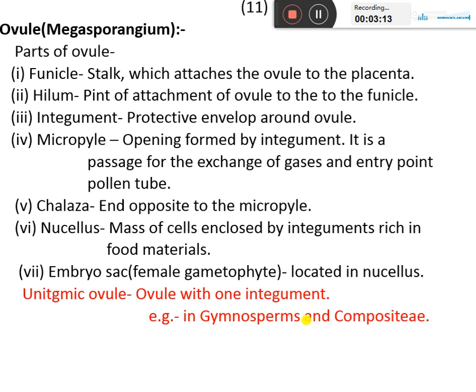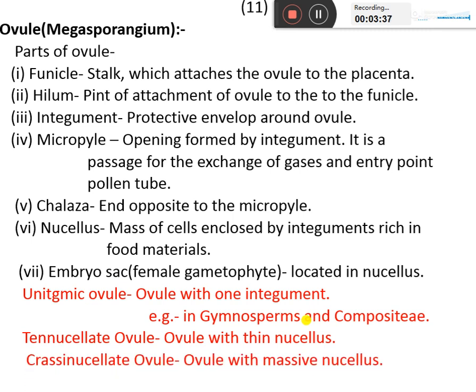If there is only one integument, the ovule is known as a unitegmic ovule, for example, in the gymnosperms and the Compositae family of angiosperms. If there is a thin nucellus, then the ovule is known as a tenuinucellate ovule. And if the nucellus is massive, large in size, then it is a crassinucellate ovule.